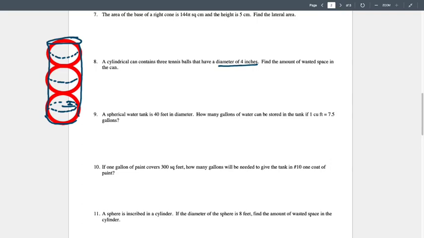So we're basically doing volume is what they're asking us to do when they talk about filling up the can and the space that's empty in there. So your formula for that is going to be pi r squared h, because it's a cylinder. So you need a few things here. We need to know what the cylinder's volume is, and we also need to know what the volume of each of the tennis balls are. Because what we're going to end up doing is the cylinder's volume minus the 3 spheres' volumes to see what the empty space is.